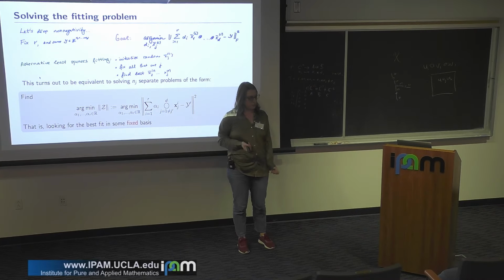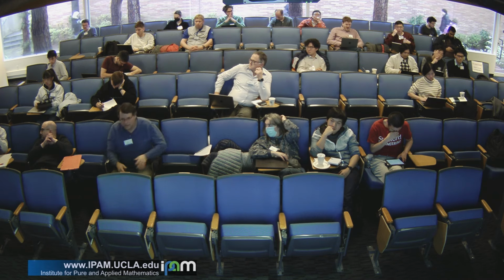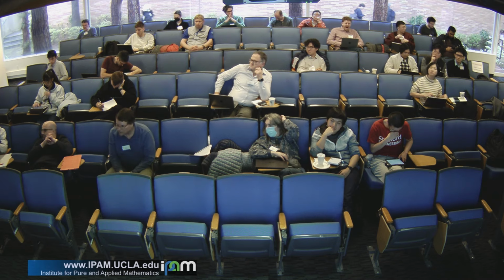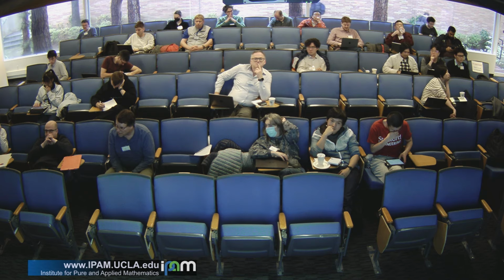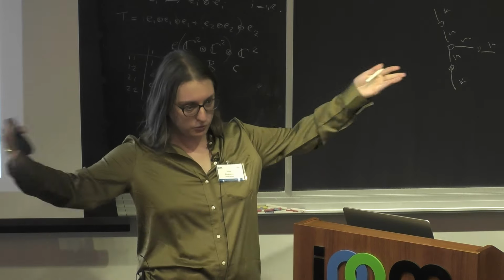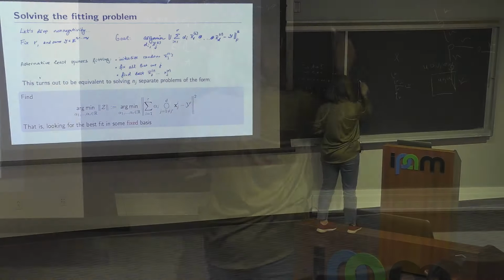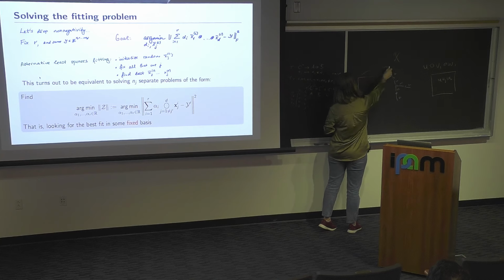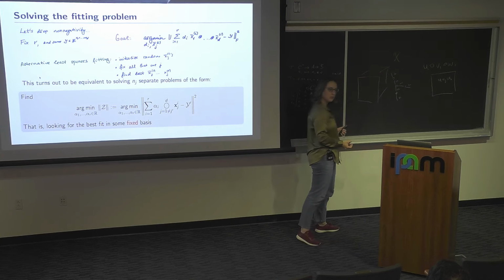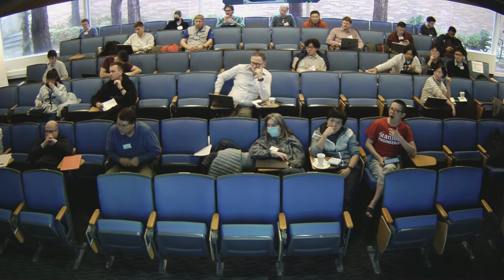My question is, how does R compare to the dimensions of the individual vector spaces? R is small compared to the dimension of the tensor. Not of the total space, of the local dimensions. What are local dimensions? If it's an n by n by n cube, your total space has dimension n cubed, and R is much smaller. N is what I would call the local dimension.